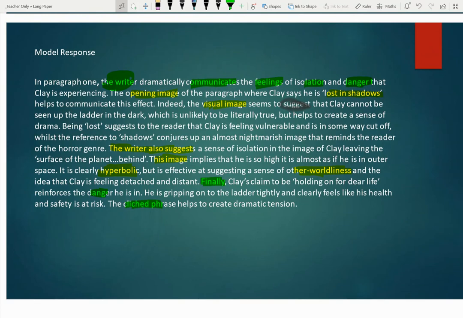So the things I think are important for you to take away from looking at this model response is one, I've used an overview. Two, I focus on the writer throughout. You can look through this. I'm talking about what the writer is doing, the intended effect of the writer. Three, I'm using lots of analytical verbs. I'm saying what things suggest, what things imply, how things are created, communicated.